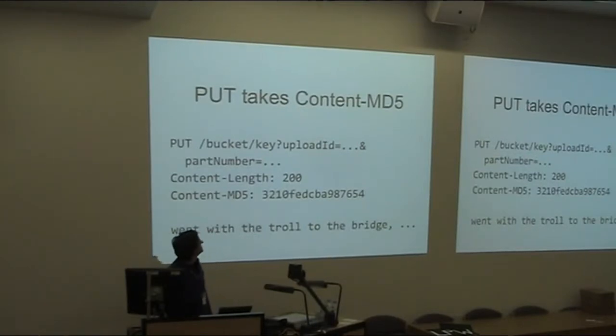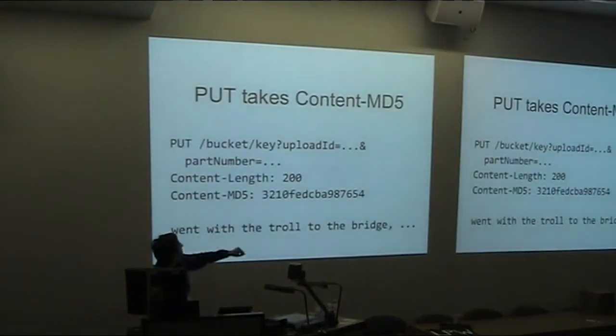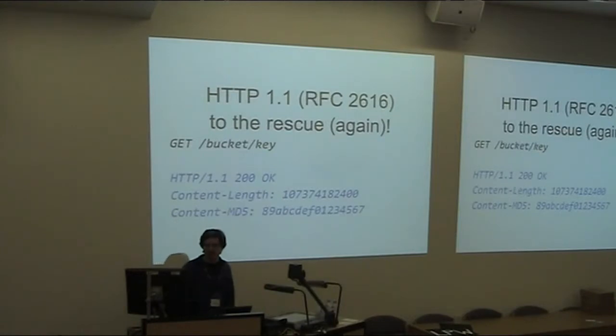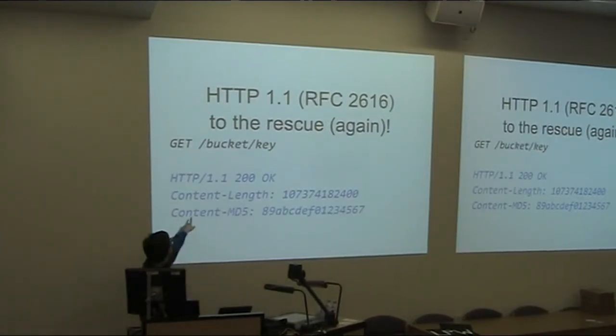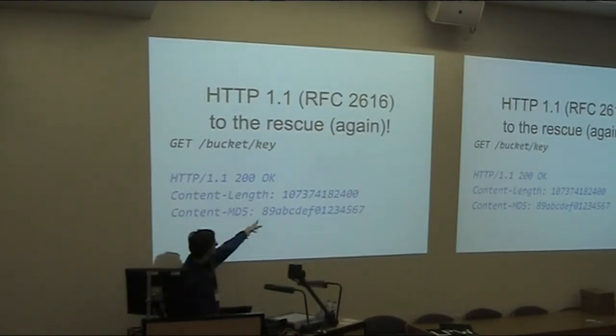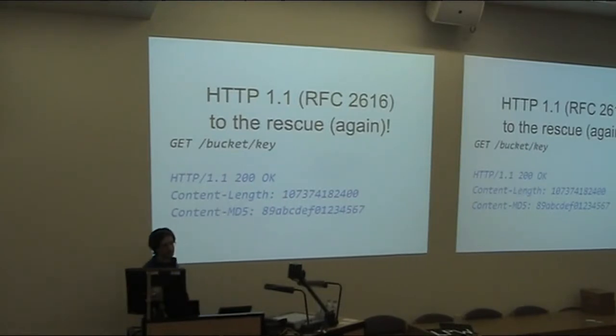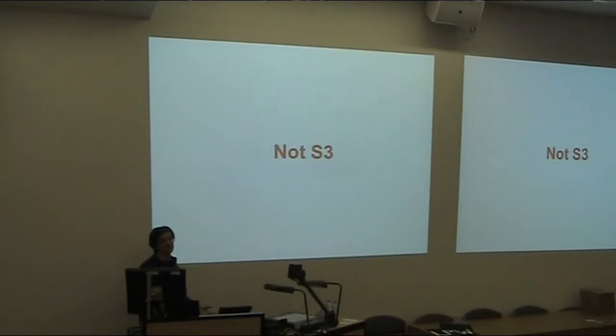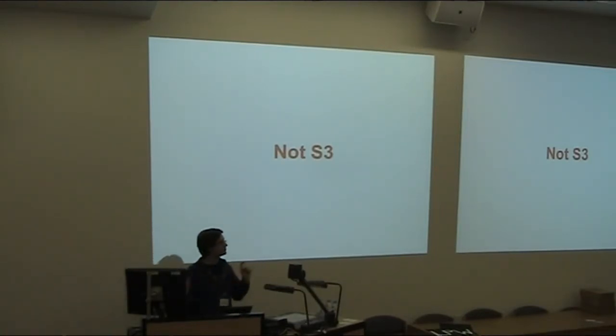Again, every part is done individually, so we can just send a part there. That's good. So that covers upload. Download: 100 gigabytes to download. Well, HTTP 1.1 says you can get Content-MD5, and the server should tell you the MD5 sum. But no, not on S3. It would have to calculate that. And apparently that's hard because all the parts might be on different machines.